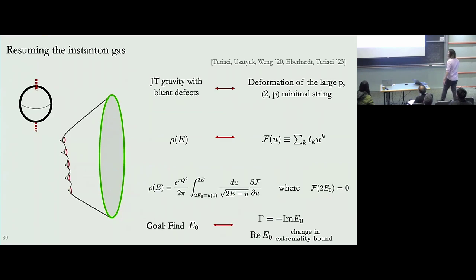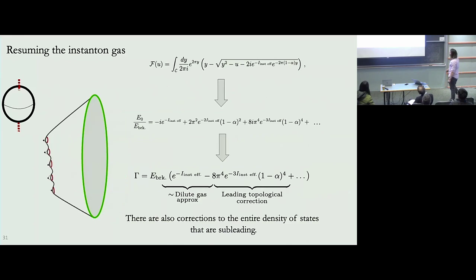What we're actually interested in is not the entire density of states. That will be a subleading effect. We're interested in the spectral shift. We saw that what we want to obtain is gamma, and gamma is minus the imaginary part of the spectral shift. There will also turn out to be a real shift to E naught, which corresponds to a slight change in the extremality bound of these black holes coming from non-perturbative effects. So to determine the spectral shift, we just have to solve the string equation in this model.